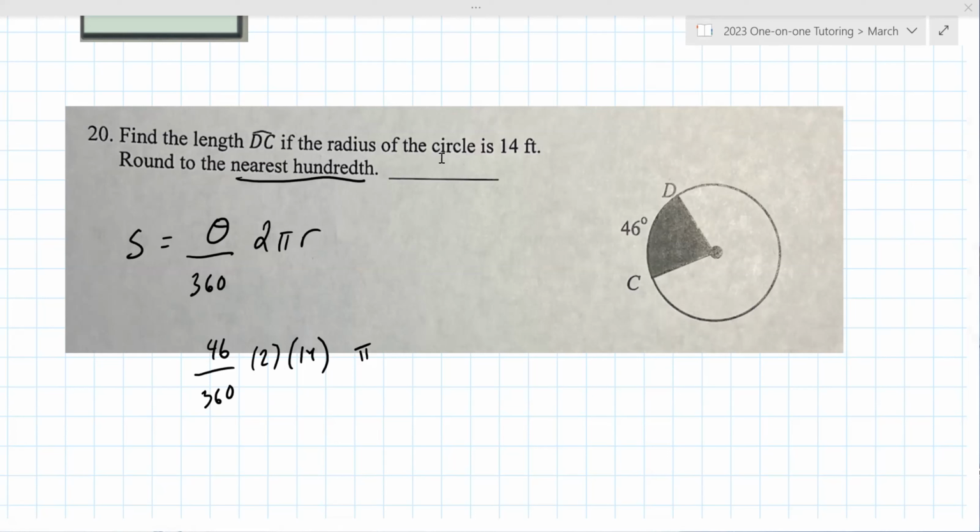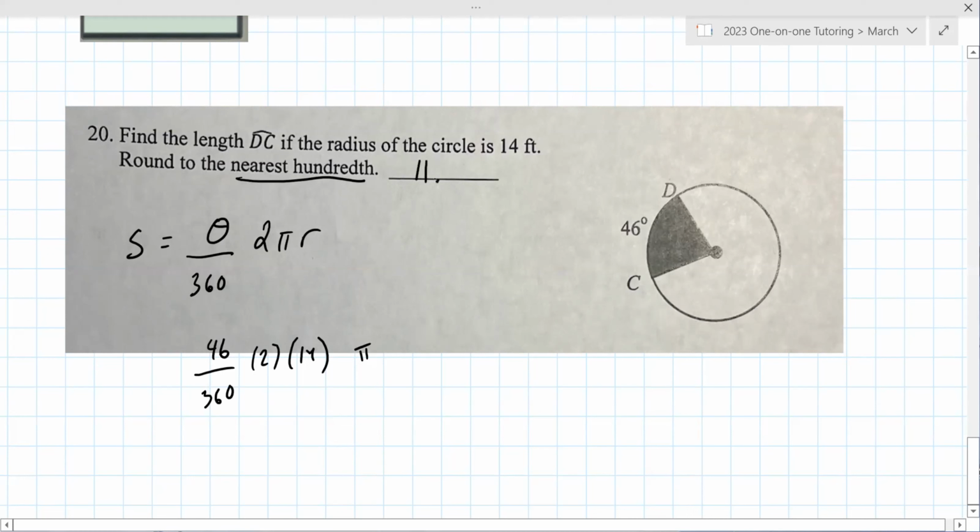Let me know your answer here. 11.24. Yes, and then what are the units that go along with that? Degrees. Or no, feet. It's a distance. It's like, hey, how far did you walk? 11.24 feet. Yes.